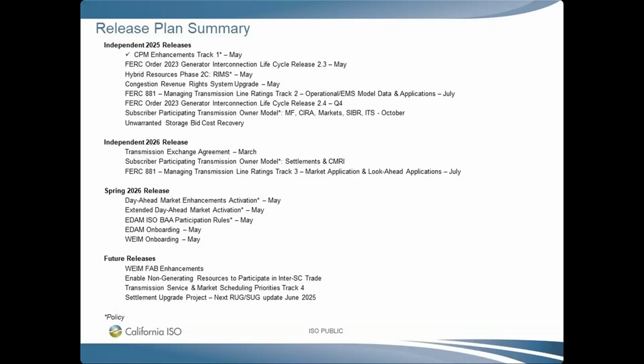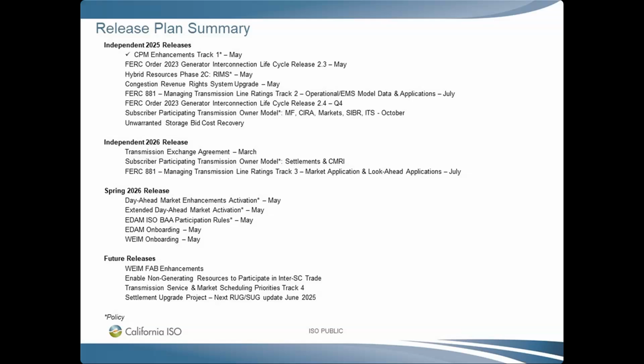Okay, so we'll start with the release plan summary today. For independent 2025 releases, CP/M Enhancements Track 1 did activate on May 1st. For the rest of May, we have FERC Order 2023, the Generator Interconnection Lifecycle, Release 2.3, that is planned for May 15. Hybrid Resources Phase 2C for the RIMS changes is also planned for activation May 15. We have the Congestion Revenue Rights System Upgrade Hard Cutover that is set for May 22nd.